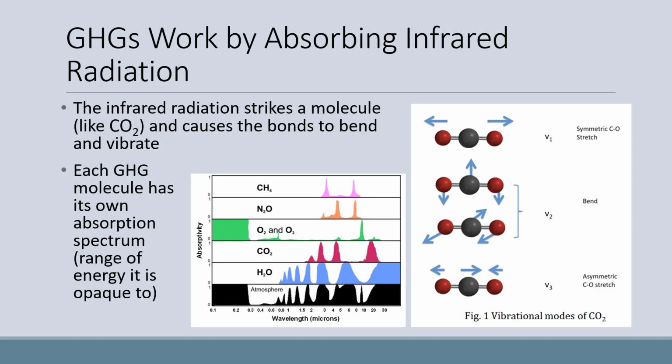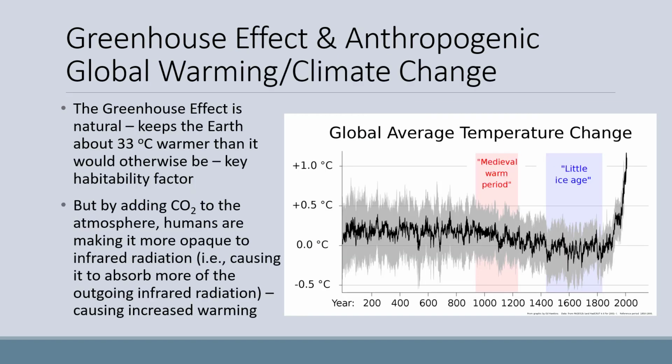Each greenhouse gas molecule has its own absorption spectrum, which is the range of energy it is opaque to and absorbs. That is what the image on the left is showing. It shows the wavelengths of radiation that each greenhouse gas absorbs. The greenhouse effect is natural and actually keeps Earth habitable. It keeps the Earth about 33 degrees Celsius warmer than it would be otherwise.